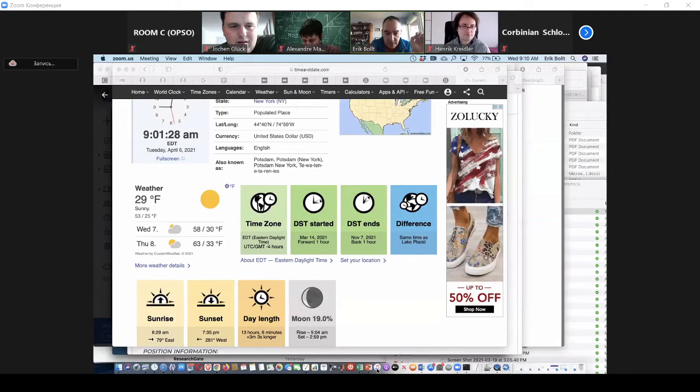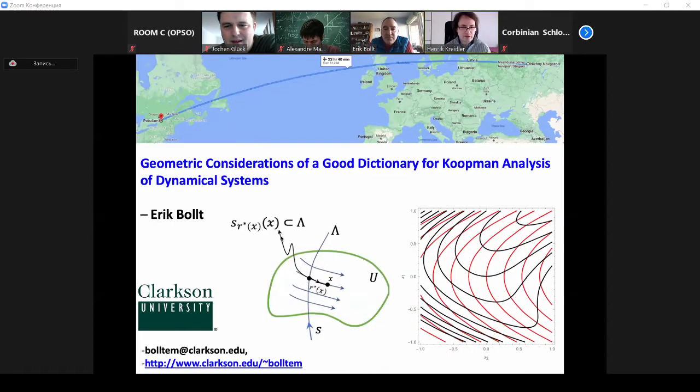Hopefully you see my screen. Yes, we see your screen. Okay, I think we can see... there's New York City there. So there's New York City, and there's us. It's all woods and lakes up here.